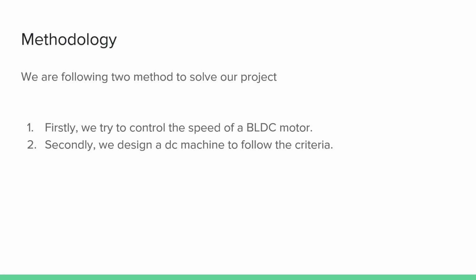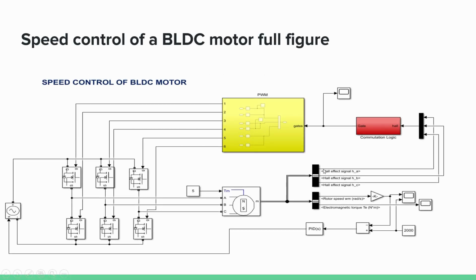After looking at the problem, we have used two methods to solve our project. Firstly, we'll try to control the speed of a BLDC motor. Then, we'll design a DC machine to follow the criteria. We used commutation logic here by passing three Hall effect signals of phase A, B, C of the BLDC motor. Here, we can determine the position of the rotor by using the Hall effect sensor. The output from the Hall effect sensor will pass through the PWM.